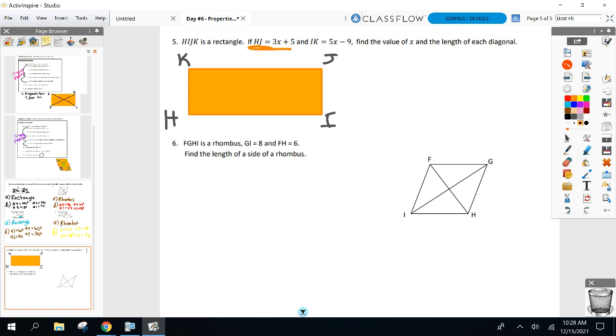HJ. What is HJ? 3x plus 5, but what is it? A diagonal. What's IK? Diagonal. In a rectangle, what do we know about them? They're congruent. Look at that. Pretty easy problem when I know the property. Yep. 3x plus 5 equals 5x minus 9. Diagonals are congruent in a rectangle.